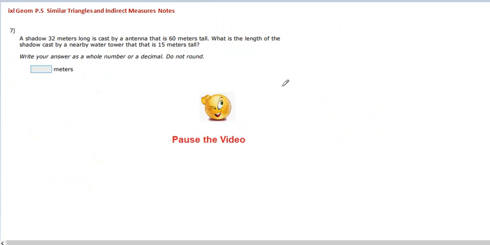Alrighty. How about you pause the video? This is our last problem on here. See if you can figure this out. We're really just setting up a ratio of shadows to height. You don't really have to draw it out unless you want to, but we'll see what you get.